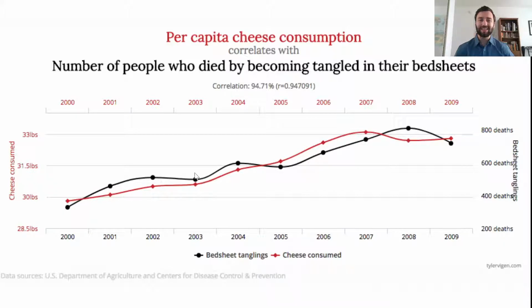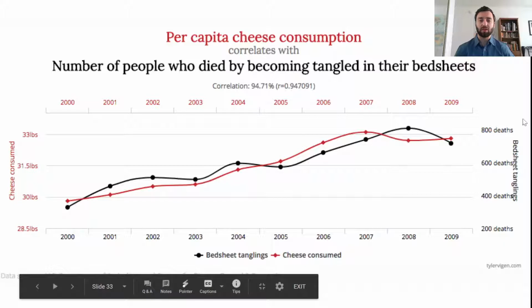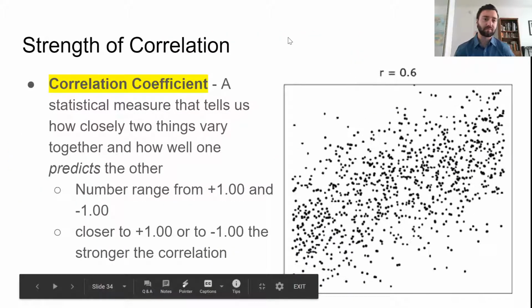But it doesn't necessarily mean that they're connected, that they cause each other, right? Just because people are eating more cheese is probably not causing them to die by becoming tangled in bed sheets. Okay? So again, just because there is correlation does not equal causation.